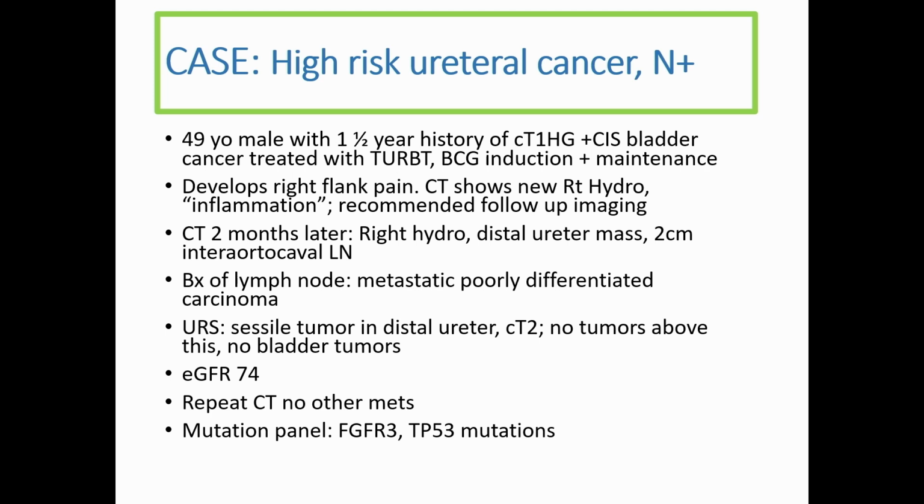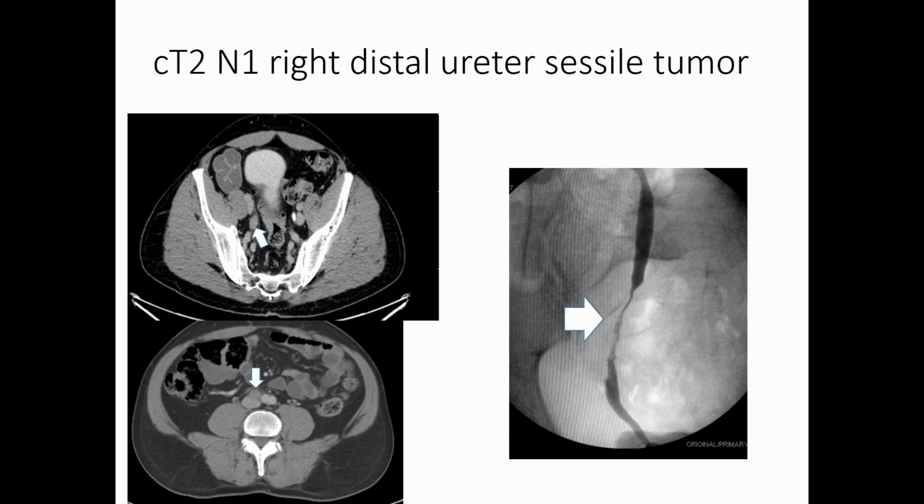We are able to scope above that. There's no multifocality, there are no other tumors. Bladder is clear. GFR is 74. There's no metastatic disease. A mutation panel happened to have been done, and this shows FGFR3 and P53 mutations. Okay, so lots of data there. Here's the imaging showing the tumor in the distal ureter, and then showing the lymph node in the upper retroperitoneum, and then there's the retrograde pyelogram.